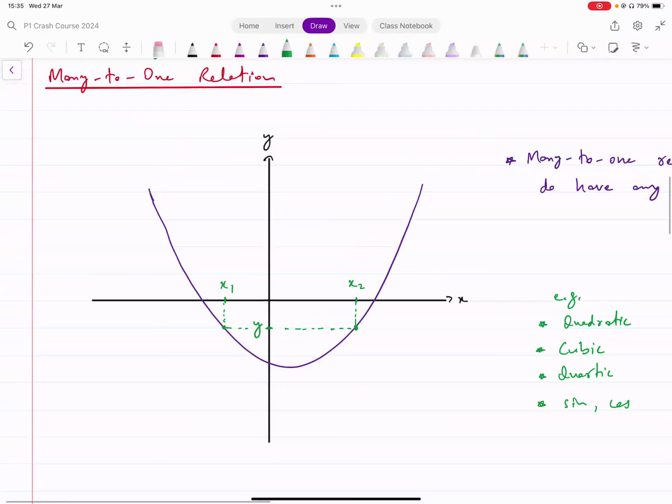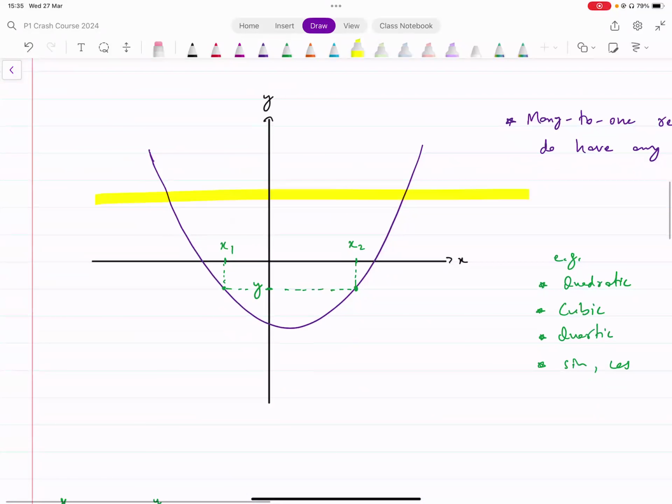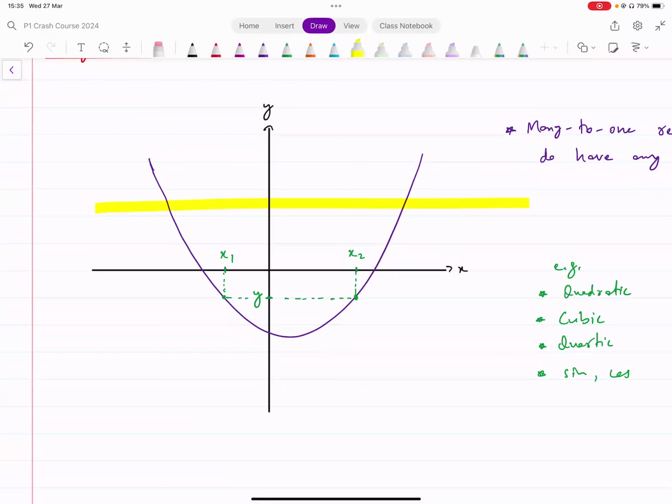So here, in this case, you can draw a horizontal line that cuts the graph at 2 points. That means it's not one-to-one. Now, not every single line has to cut at 2 points. For example, if I were to draw a line here that does not cut the graph at all, but can I draw at least one such line? Yes, I can draw this line at least. So even if it exists for one single line, we say it's not one-to-one.